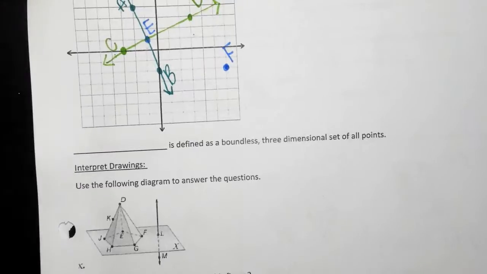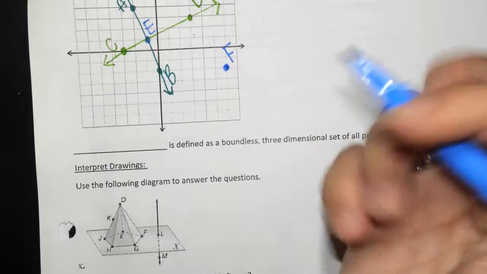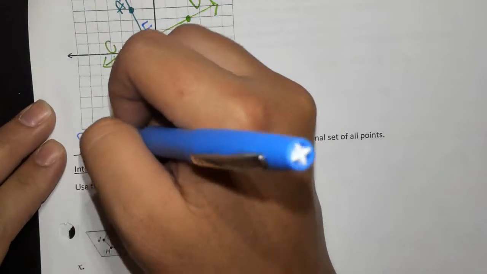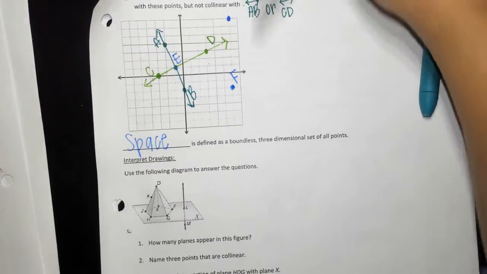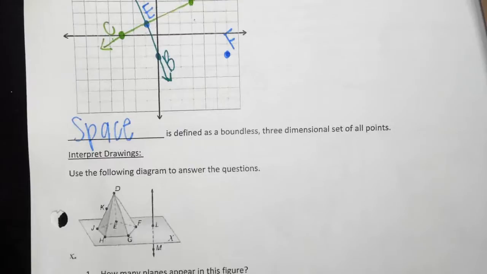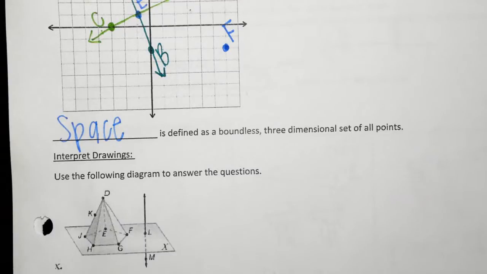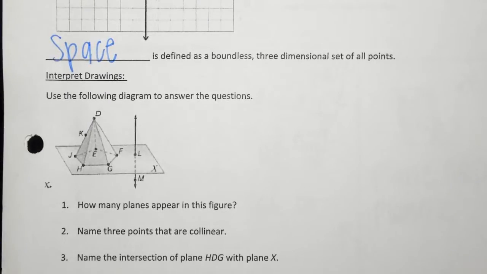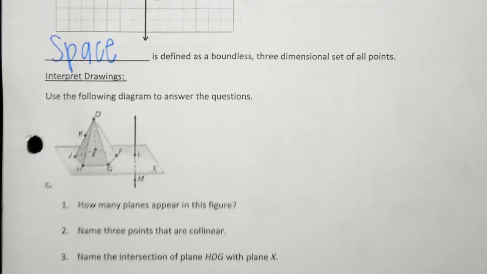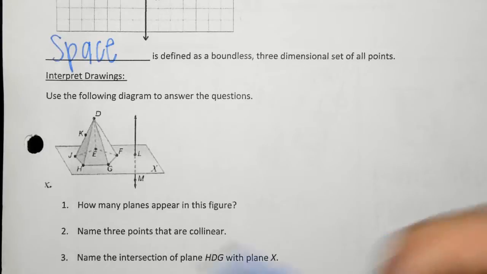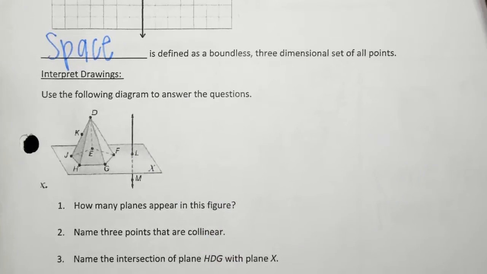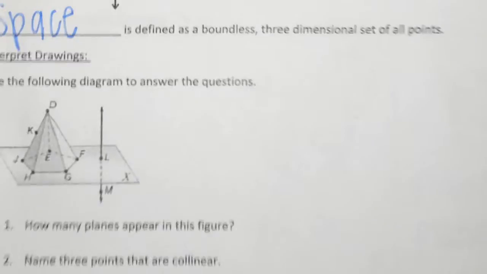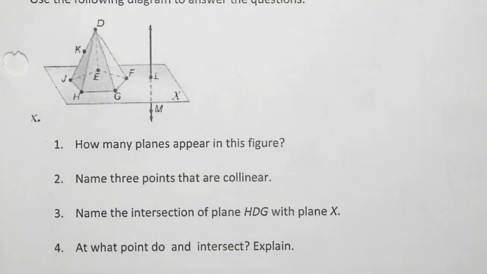Okay, next, space. Space is defined as boundless, so there's no boundaries. It can go wherever it wants to go. It's a 3-dimensional set. So you have to think 3D, okay? You have to really be able to picture these things. So there's no boundaries, and it's 3D, okay? It's called space. So you have to be able to look at this diagram and know that it's 3D.